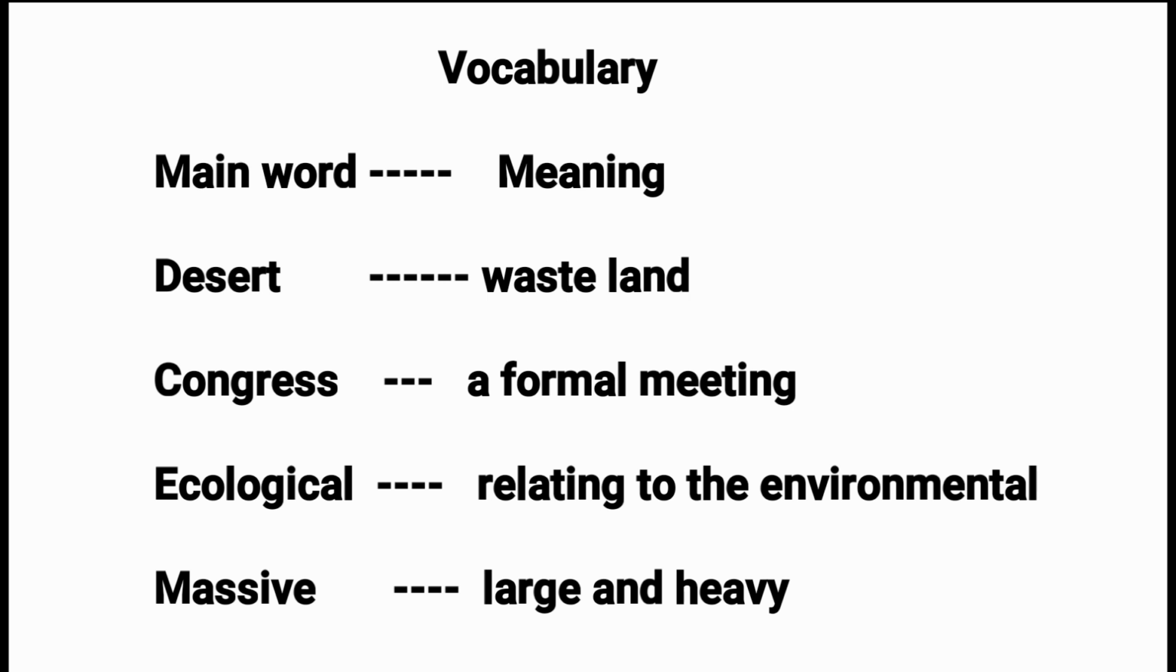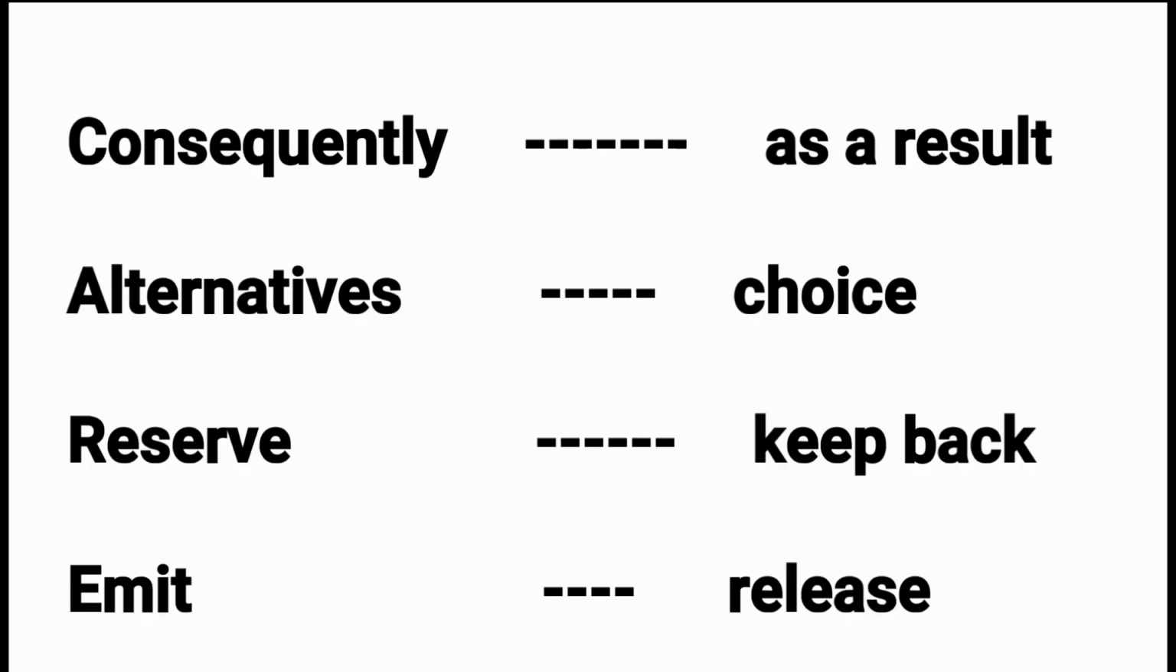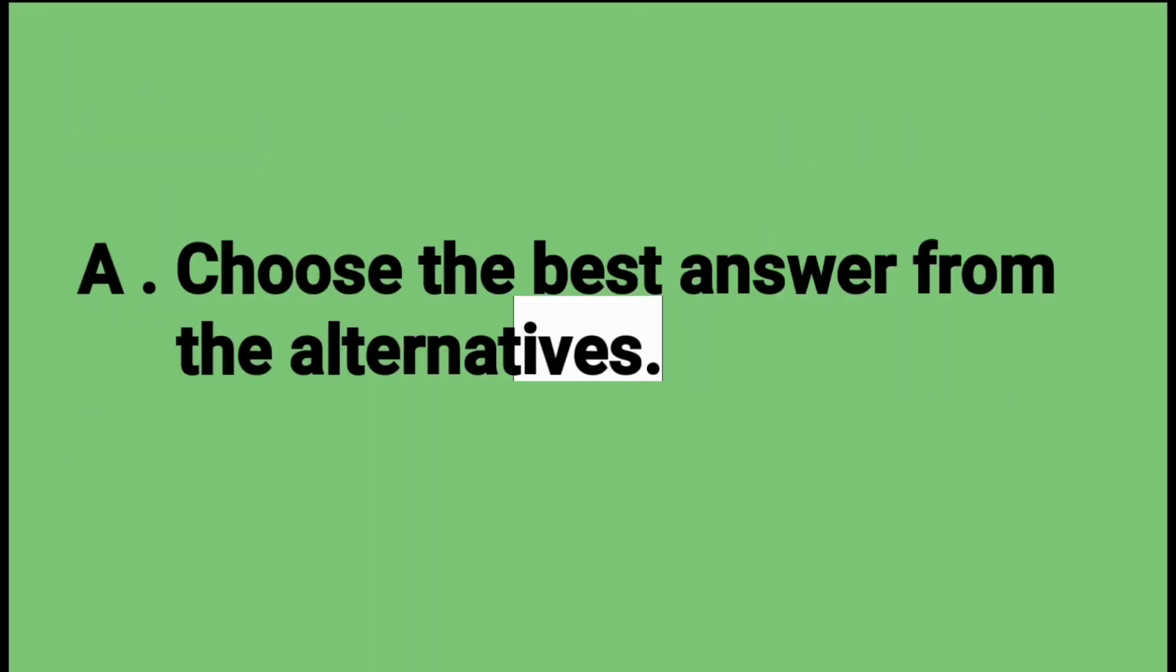First one, desert means wasteland. Number 2, Congress. It means a formal meeting. Number 3, ecological means relating to the environment, and massive, large and heavy. Next, we have consequently. That means as a result. Number 4, alternatives, which means choice. Number 5, reserve, that means keep back. Emit, release.